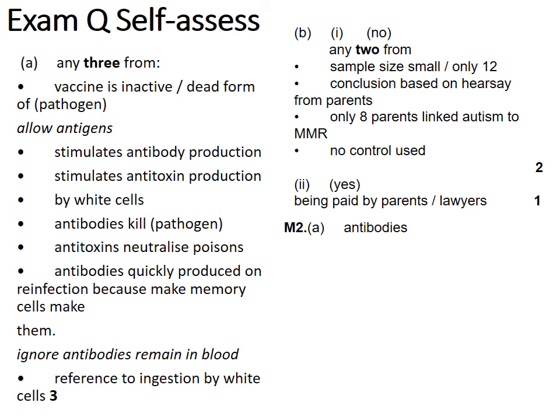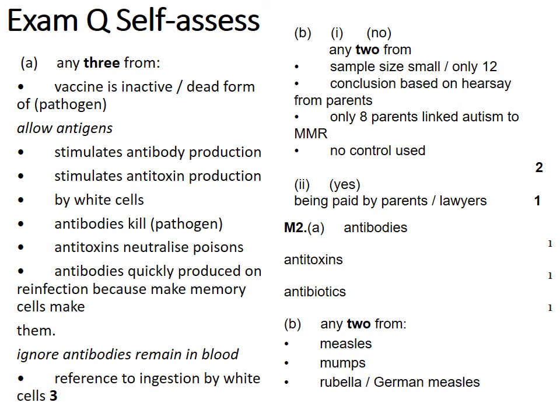So question 2, we should be looking for antibodies out of the list, antitoxins and antibiotics, and then we need any 2 from measles, mumps or rubella. That's where the MMR term comes from. So measles, mumps and rubella. Now that was in the first one. You don't particularly need to do that, so don't worry too much.